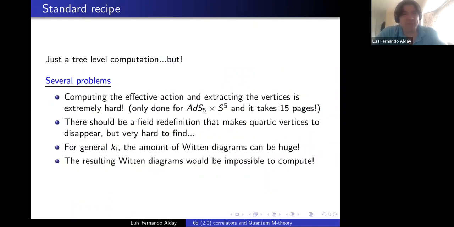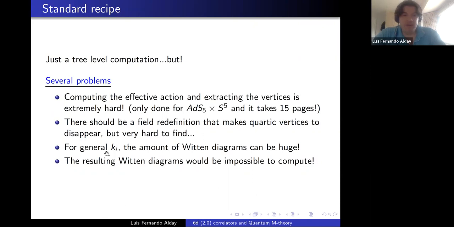The problem with this approach, although this is a tree-level computation, there are several problems with this. So first, computing the effective action and extracting the vertices is extremely hard. This has only been done for the case of AdS5 cross S5, and even in that case, the answer takes 15 pages. There should be some field redefinition, and actually we have proven that there is such a field redefinition that makes the quartic vertices disappear, but this is very hard to find.